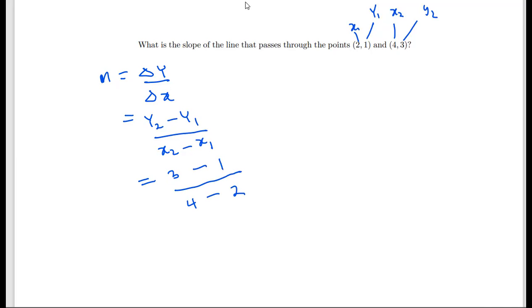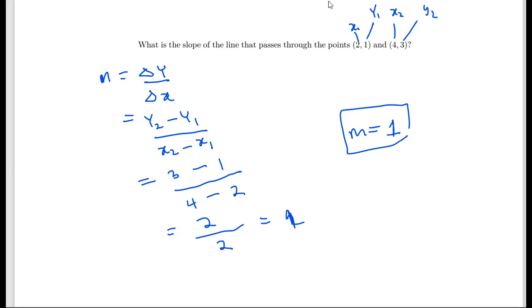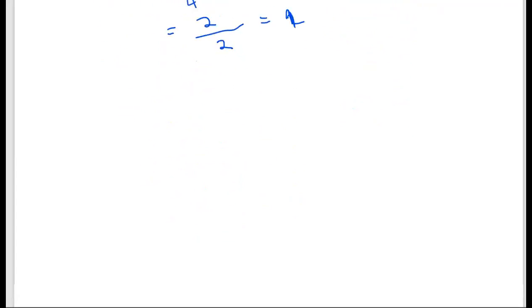So we just have to work this out. 3 minus 1 is 2, and 4 minus 2 is 2. And 2 divided by 2 is just 1, because any number divided by itself is just 1. So the slope of the line that passes through these 2 points is 1. M is equal to 1. So I hope you guys are getting the idea and the feel for how you calculate these things.